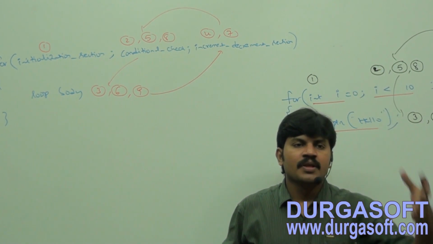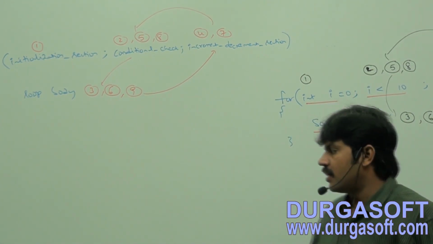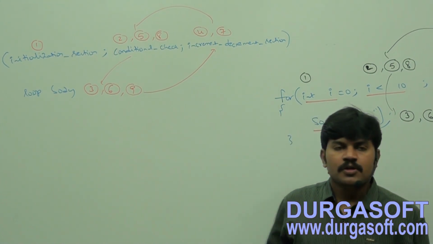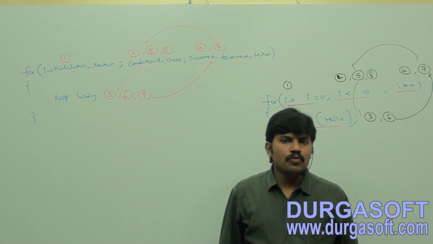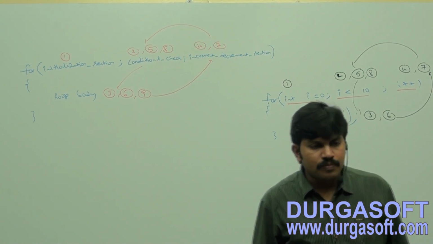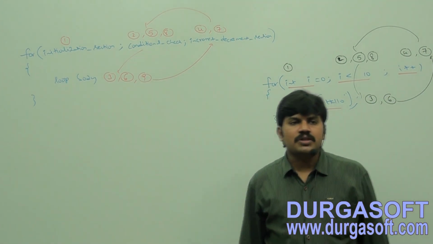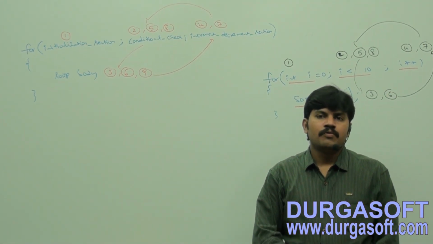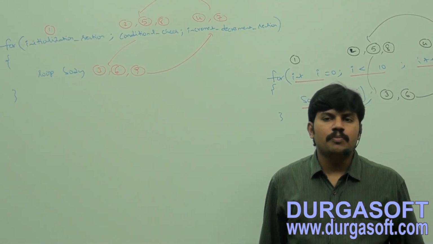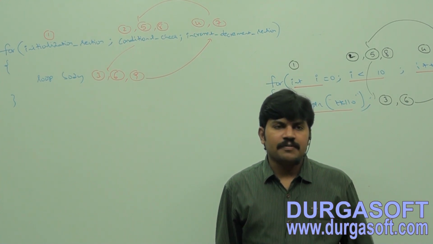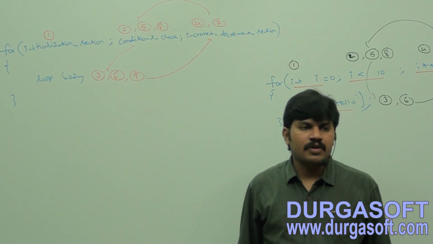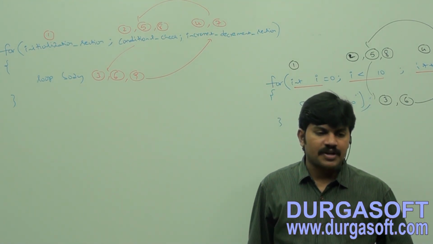First, add a heading: for loop. Under that, add the first point: for loop is the most commonly used loop in Java.